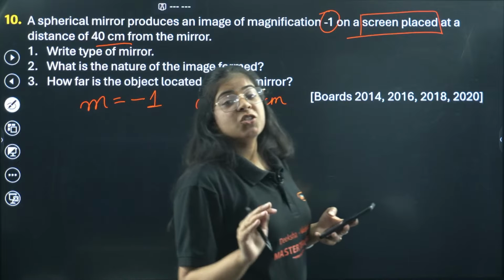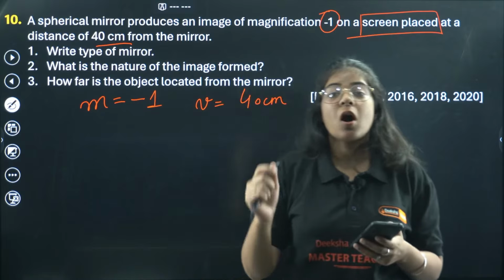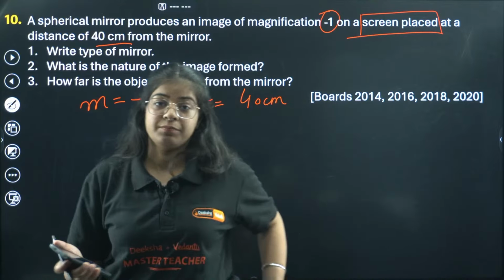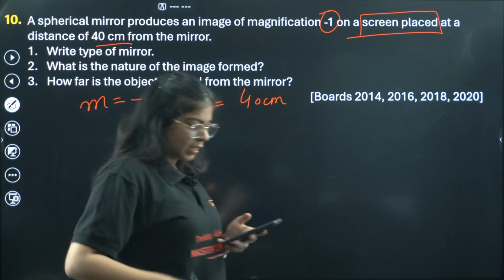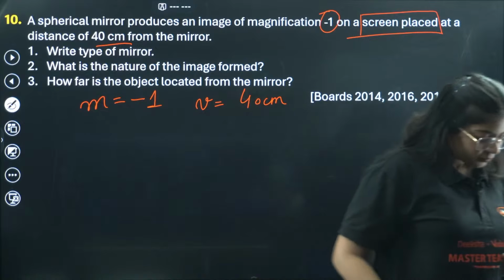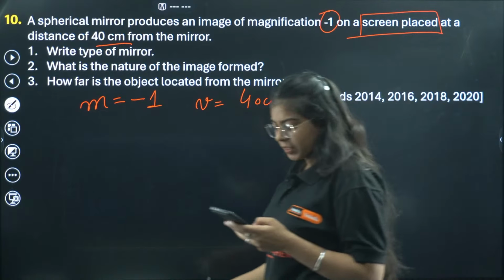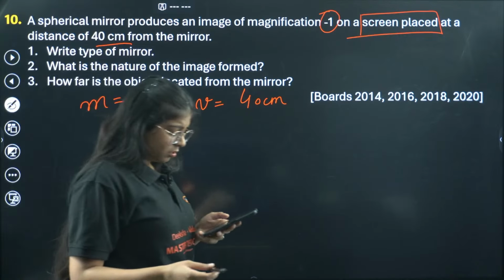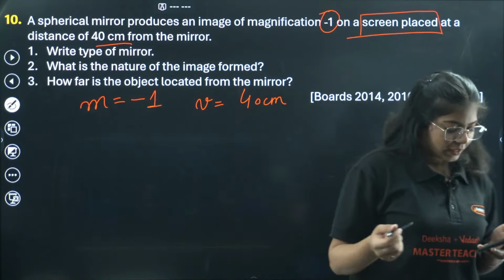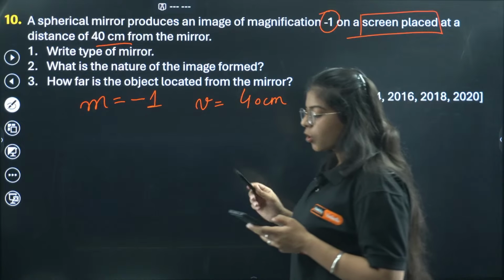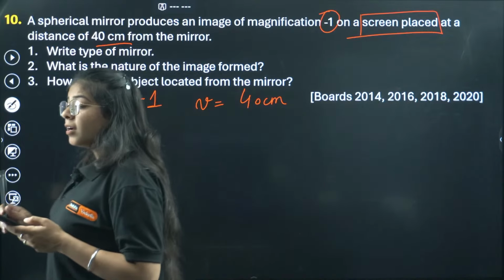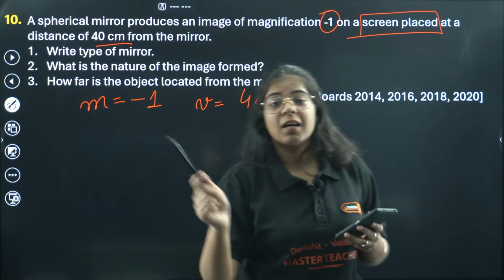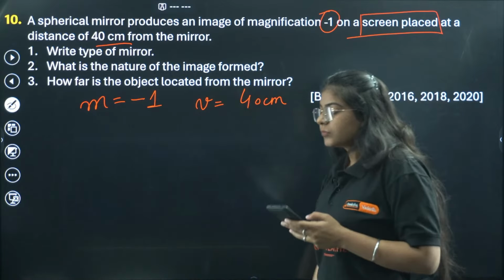What kind of image can only be produced on a screen? Virtual, erect, or real and inverted? Let me know in the comments. You guys are tired or something? It's very hard to write in the live chat. Let me know which mirror, convex or concave, forms the kind of image that can be produced on a screen.